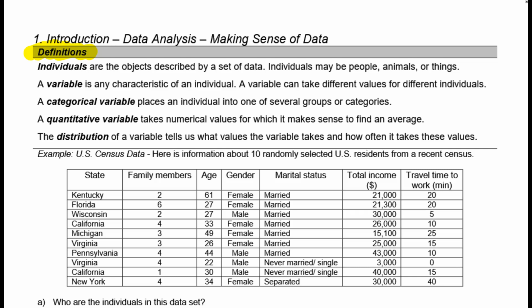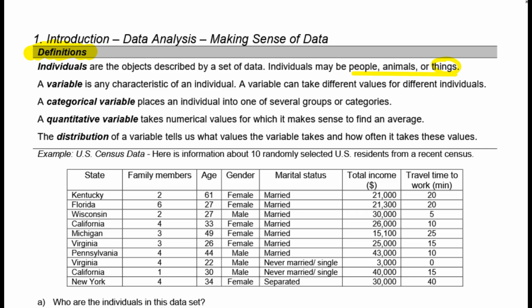Individuals are the objects described by a set of data. Individuals could be people, animals, or things, and this part right here is important. Just because it's not necessarily a person doesn't mean it can't be an individual. When we talk about an individual being things, it could be like households. Households in the United States, each of those could be individuals. In fact, those are individuals in the U.S. Census.